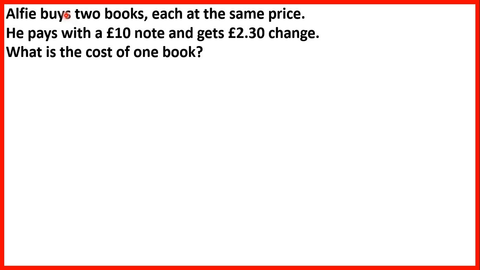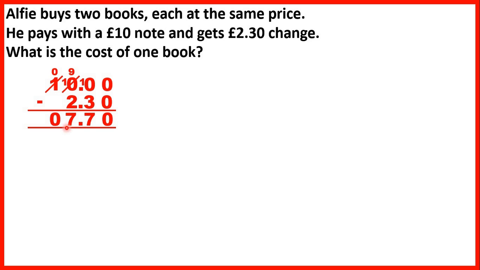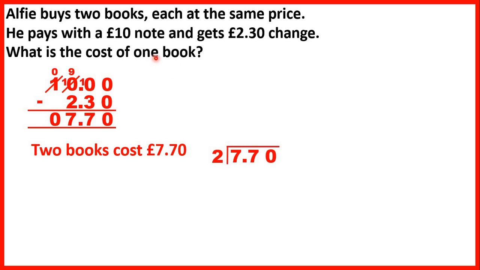So to find how much he spends, we can subtract the change from how much he pays, and £10 minus £2.30 is £7.70. So that's how much 2 books cost. But we want to know the cost of 1 book, so we need to divide by 2. We can use short division, and that gives us £3.85. So that's the cost of 1 book.